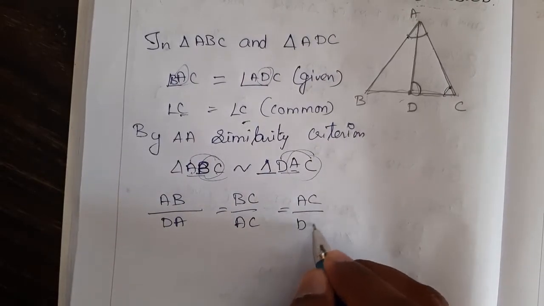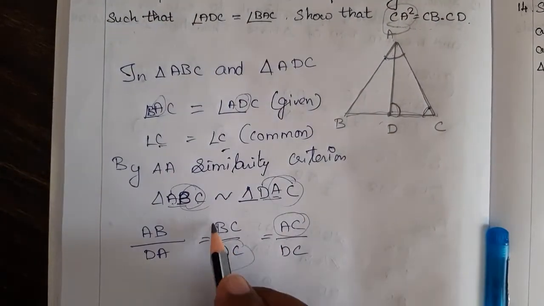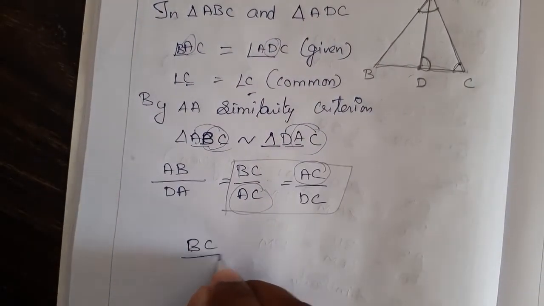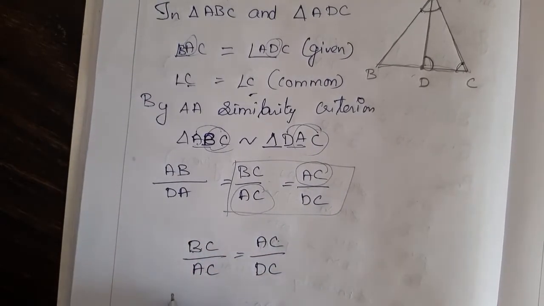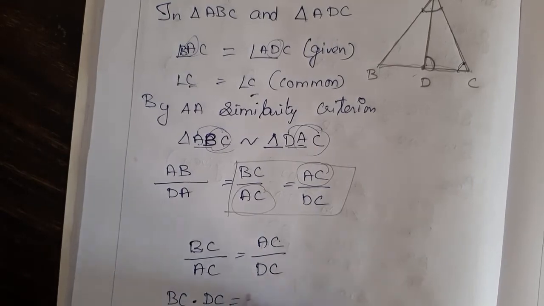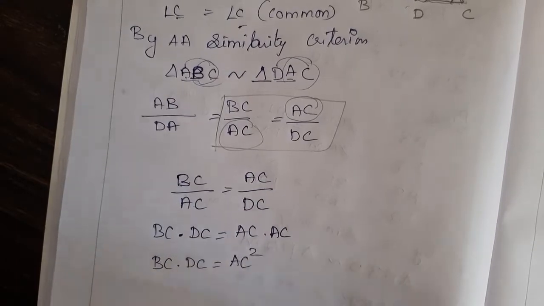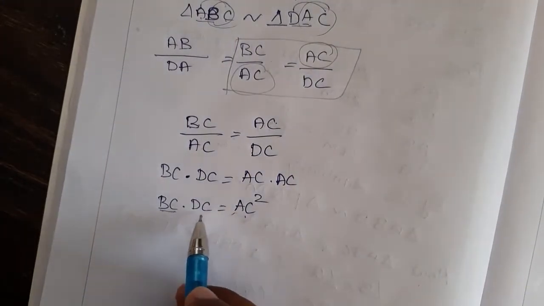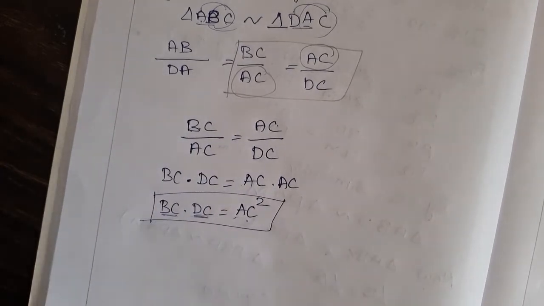So you can see that we need CA square. Here is one CA and here is the other CA. Let me compare these two things. Comparing BC by AC is equal to AC by DC, let me take BC here and BC here. So BC into DC is equal to AC into AC, which we can write as AC square. So BC into DC is equal to AC square. That is what we need: AC square equal to BC into CD. Both are the same, BC into DC or CD. This is what we had to show.